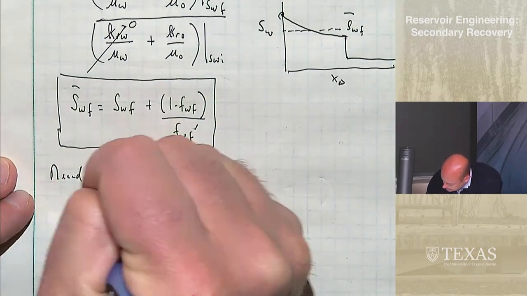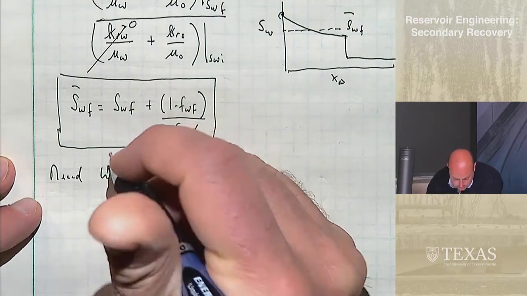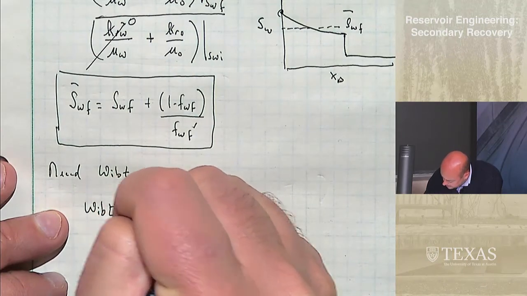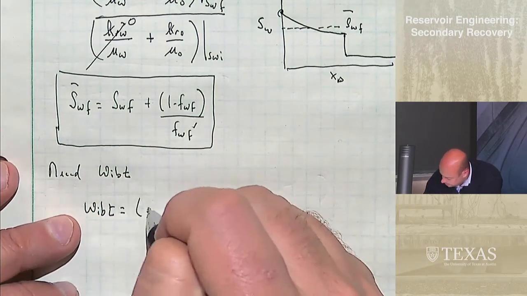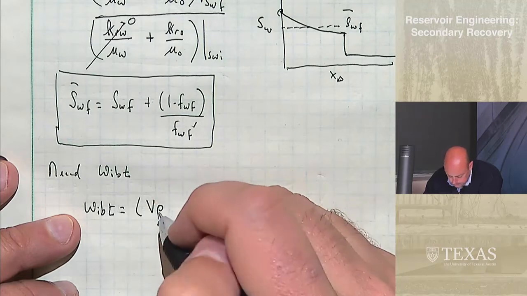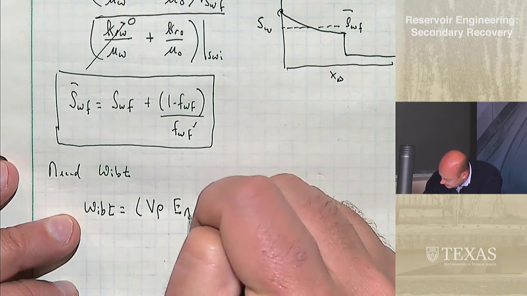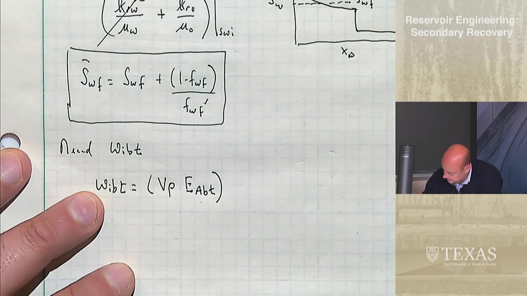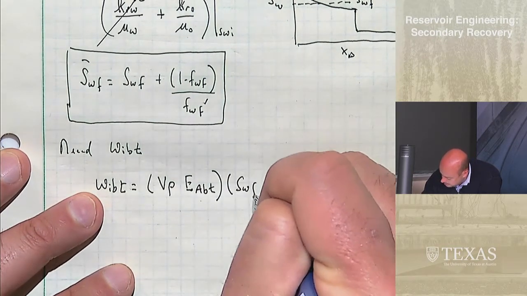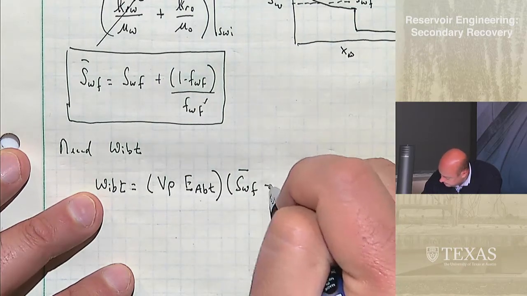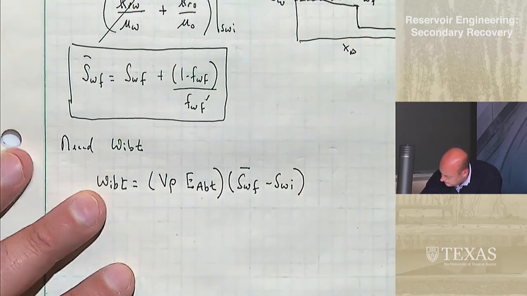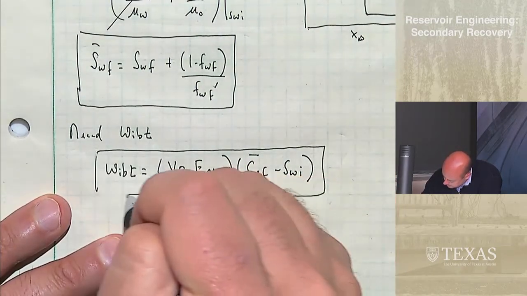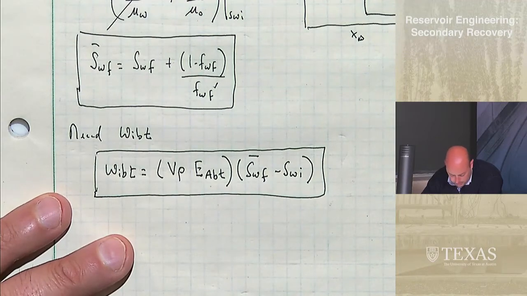So we need WIBT, which is the water injected at breakthrough. WIBT is equal to the pore volume times EABT, we just calculated EABT, times SWF bar minus SWI. We know all of that. Okay, so this is the water injected at breakthrough.